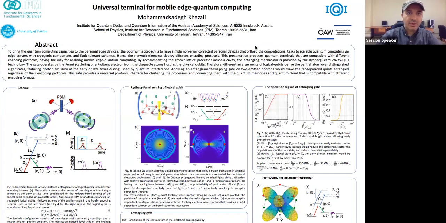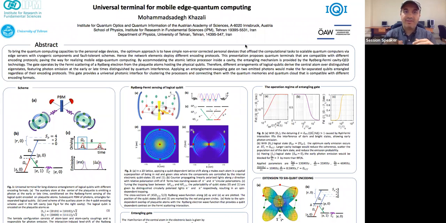Okay, today I want to talk about a universal terminal for mobile edge quantum computation. To bring the quantum capacity to society, one approach is to use cloud computation. The optimum approach here is to have simple, non-error-corrected personal devices that offload the computational tasks to the quantum computers via edge servers that feature cryogenic components and fault-tolerant schemes.